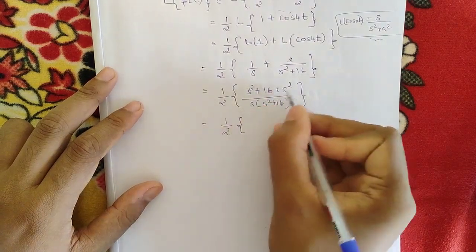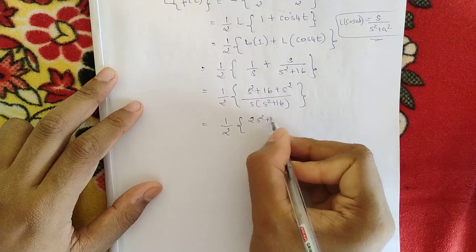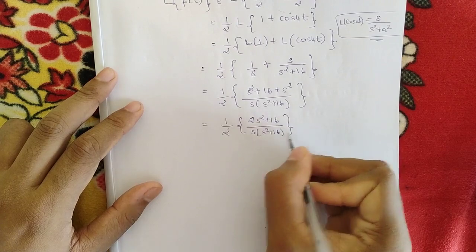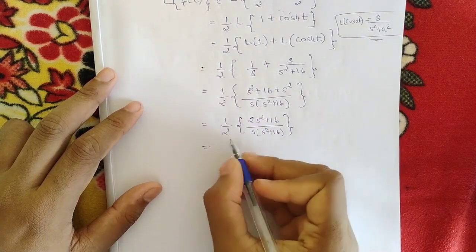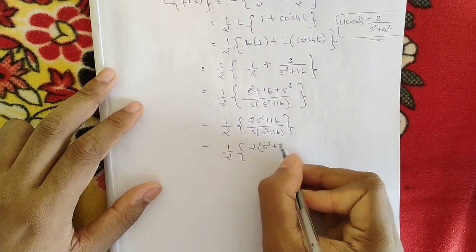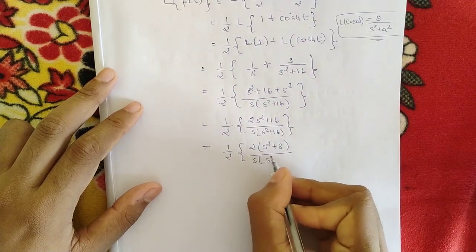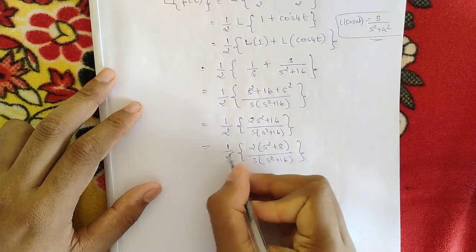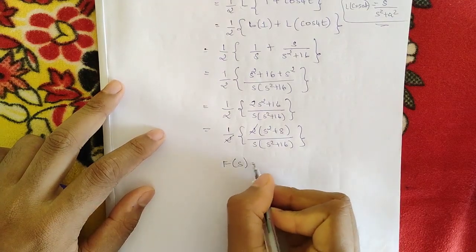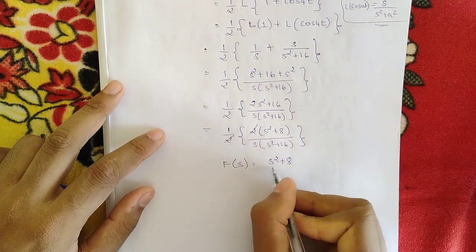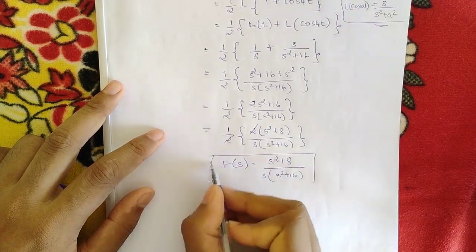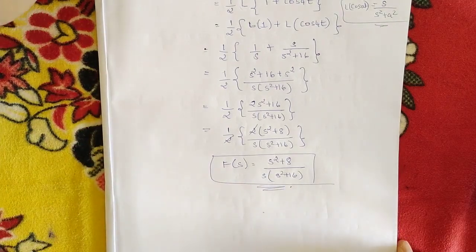1 by 2 into s square plus s square is 2s square plus 16 divided by s into s square plus 16. So here in the numerator we can take 2 common, so 1 by 2 into s square plus 8 remains divided by s into s square plus 16. So your 2 will be getting cancelled. So our final answer is f of s is equal to s square plus 8 divided by s into s square plus 16. Okay, so this is our final answer for f of s.